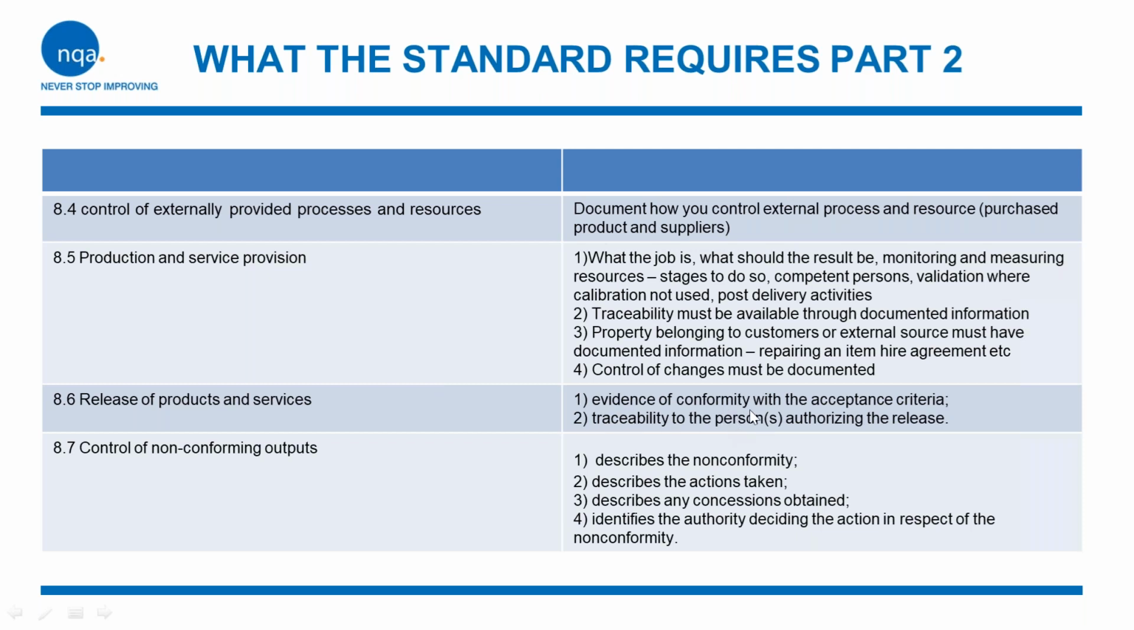The release of products and services, evidence of conformity and traceability. So it's a quality inspection, isn't it, really? Or just an acknowledgement that that order's ready to go. So it could be a dispatch note that you've created. No bother with that. And then control of the non-conforming outputs. Again, it might just be your non-conformance sheet, which will describe what it is, who's found it, what's wrong with it, and what have you done about it.